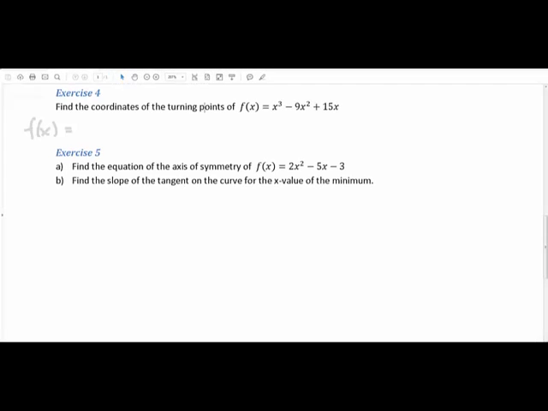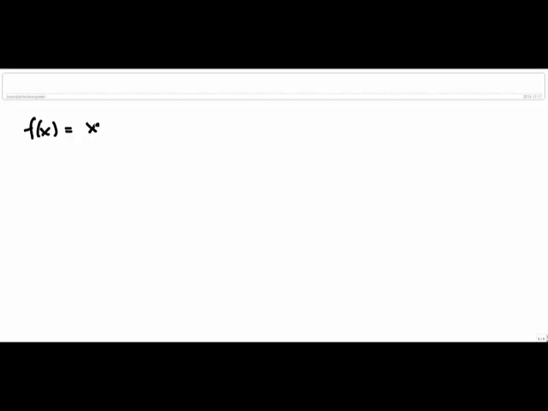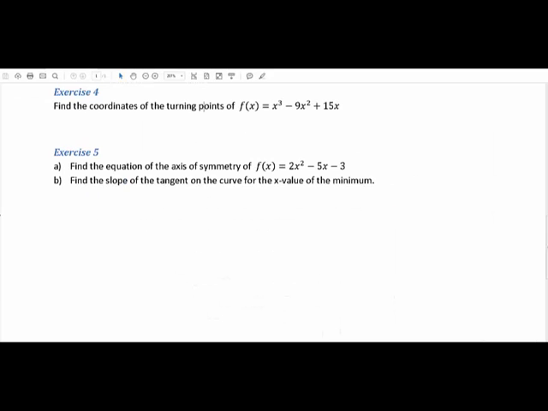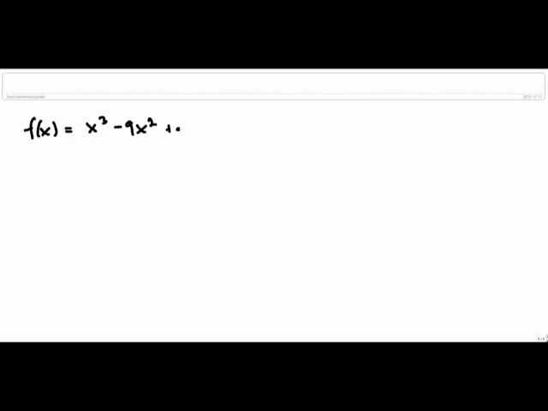f of x is equal to x cubed minus 9x squared plus 15x. So one thing that we can use the derivative for is to find the slope of the tangent. Okay, the tangent to the curve.